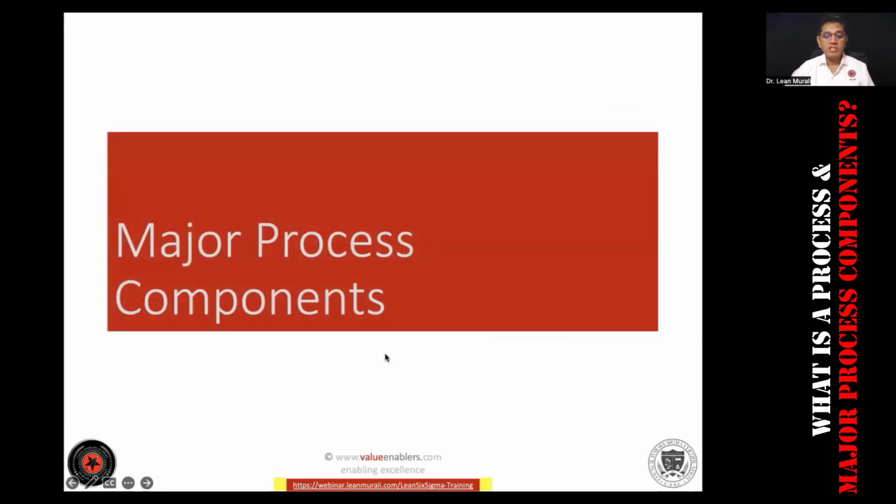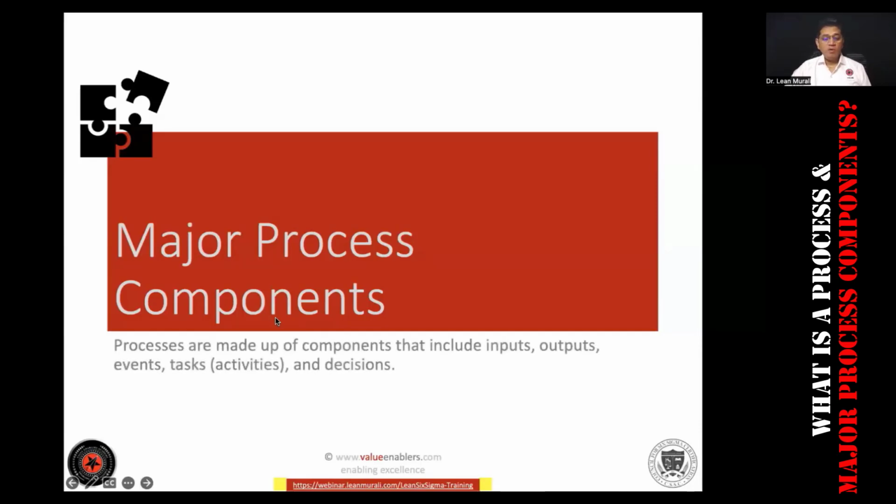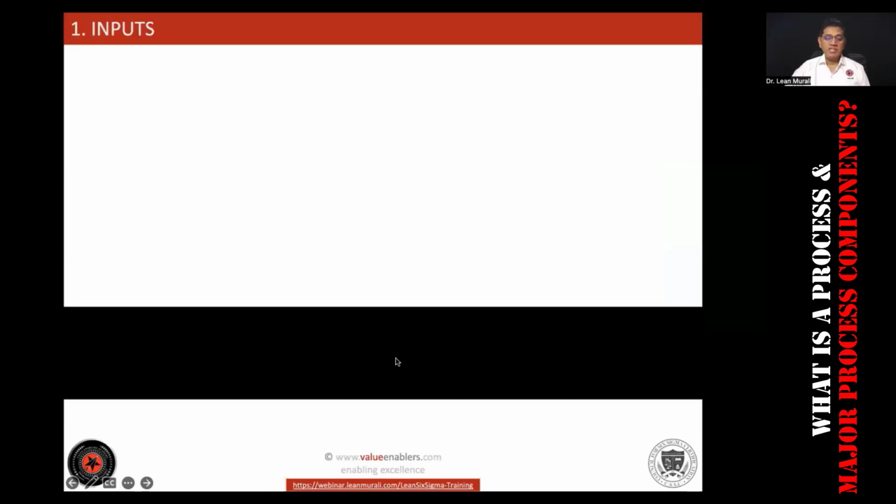Let us go into the major process components, which is the second section in this module. The process components are made up of inputs, outputs, events, tasks or activities, and decisions. We have seen that.